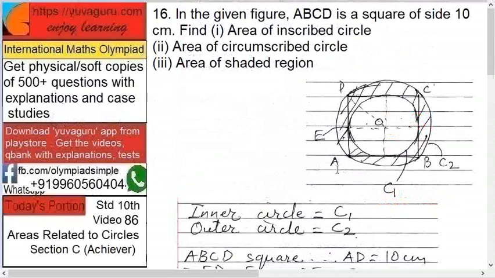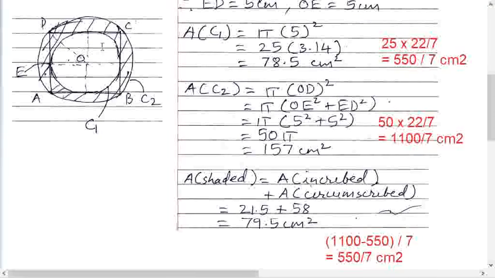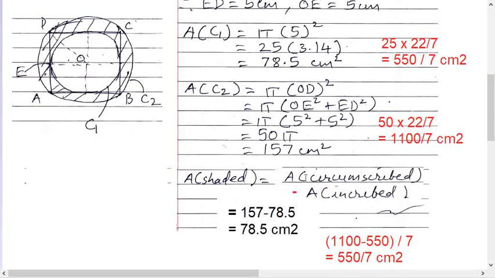Now the last part we want is the area of the shaded region. Okay, so shaded is what? Quite simple, C2 minus C1. So area of circumscribed minus area of inscribed, that is 157 minus 78.5, that is 78.5 cm square. Now if you take pi as 22 by 7, then it will be 1100 minus 550 upon 7, right? So 550 upon 7 cm square. Both ways you can do it.